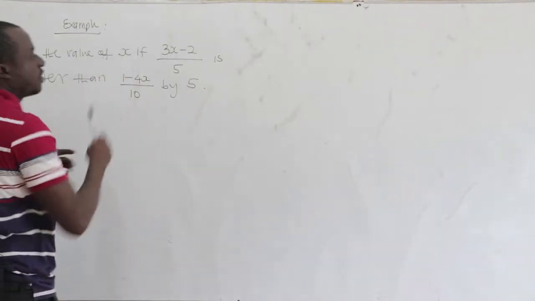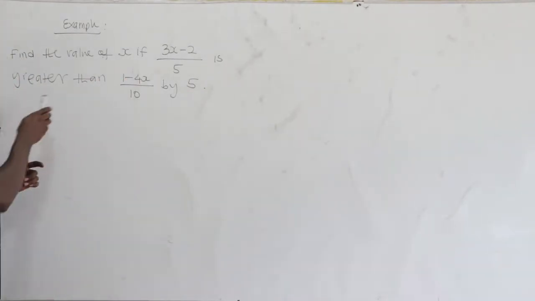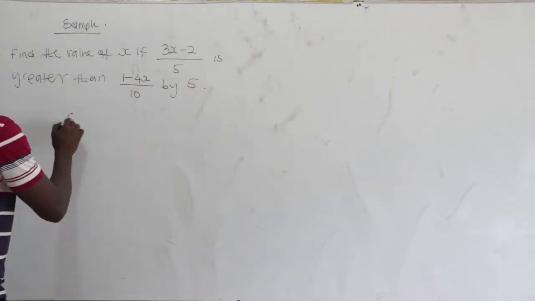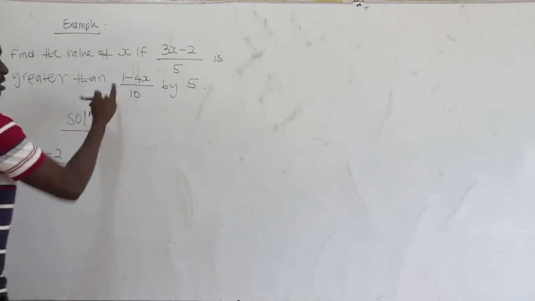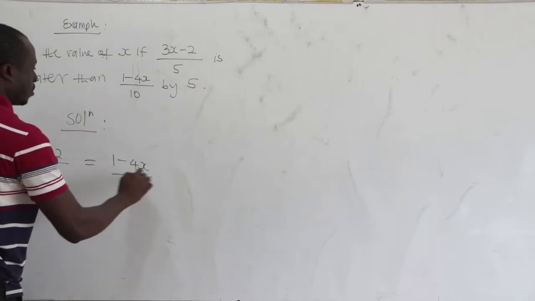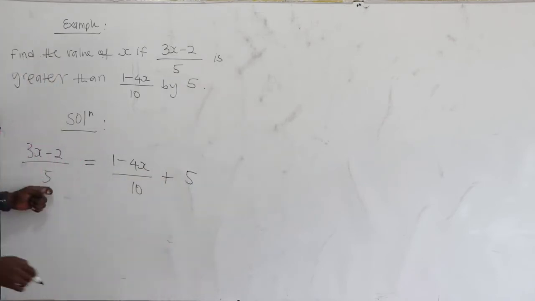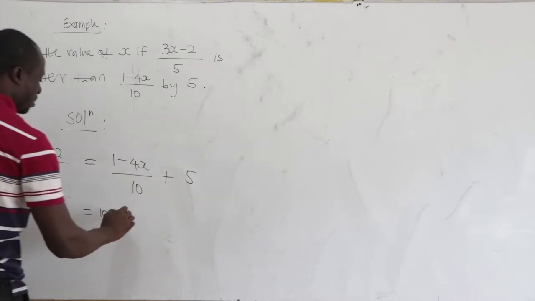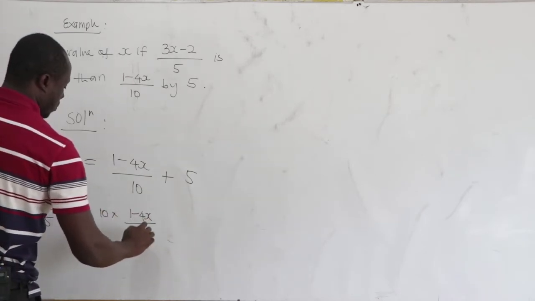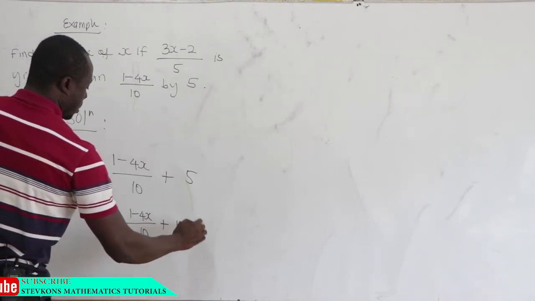Find the value of x if (3x minus 2) over 5 is greater than (1 minus 4x) over 10 by 5. Now let's see. We have been told that (3x minus 2) all over 5 is greater than this by 5. So (1 minus 4x) all over 10 plus 5. The LCM is 10. So you have 10 times (3x minus 2) all over 5 is greater than 10 times (1 minus 4x) all over 10 plus 10 times 5.